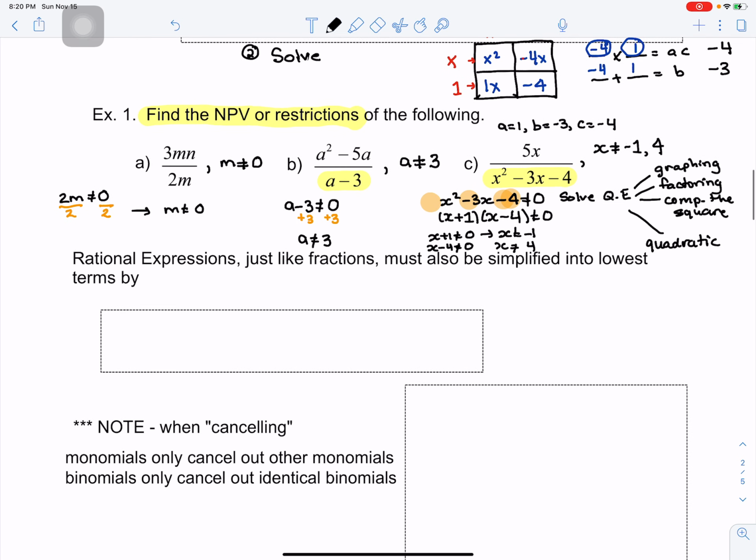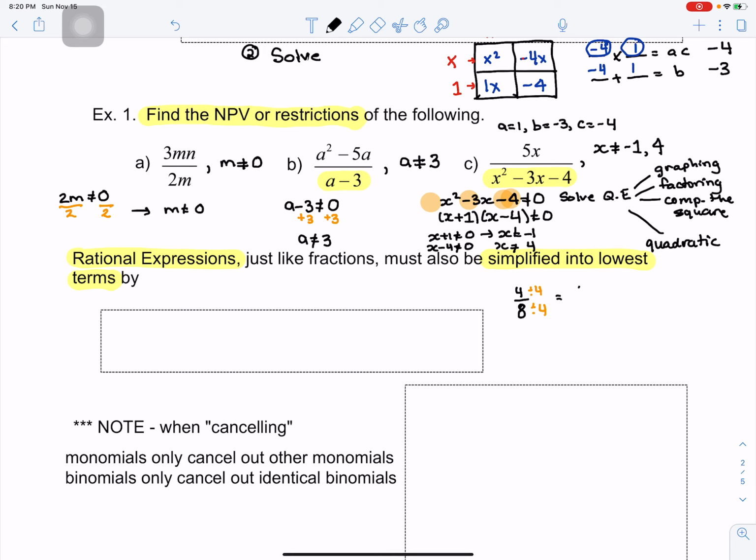Now, just like we deal with fractions, it's important to simplify your rational expressions into simplest form. Simplest form means there's nothing in common on the top or the bottom. So let's look at a fraction for a sec. If I have 4/8 and I wanted to simplify that, both of these numbers are divisible by 4. I want to look for the greatest common factor.